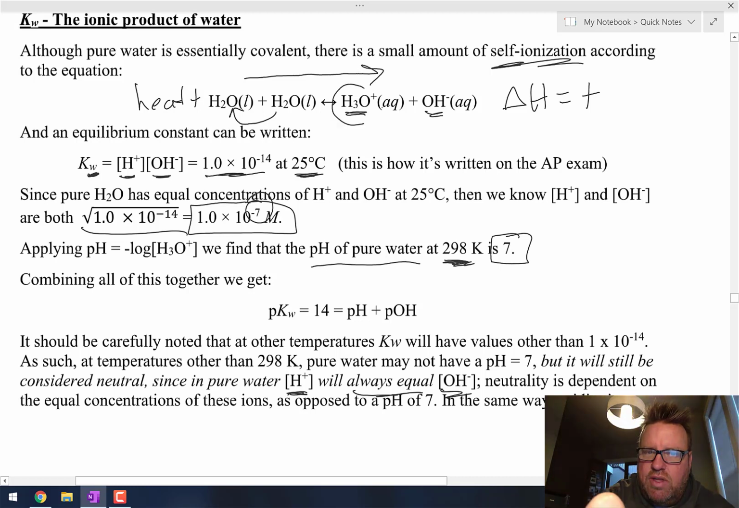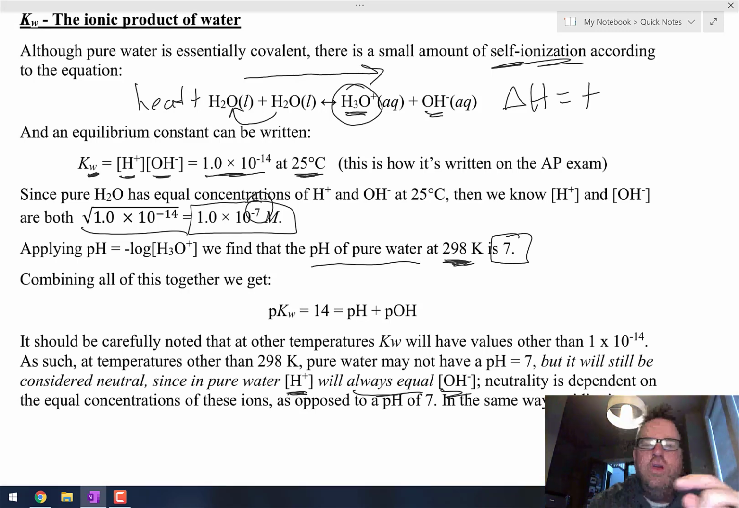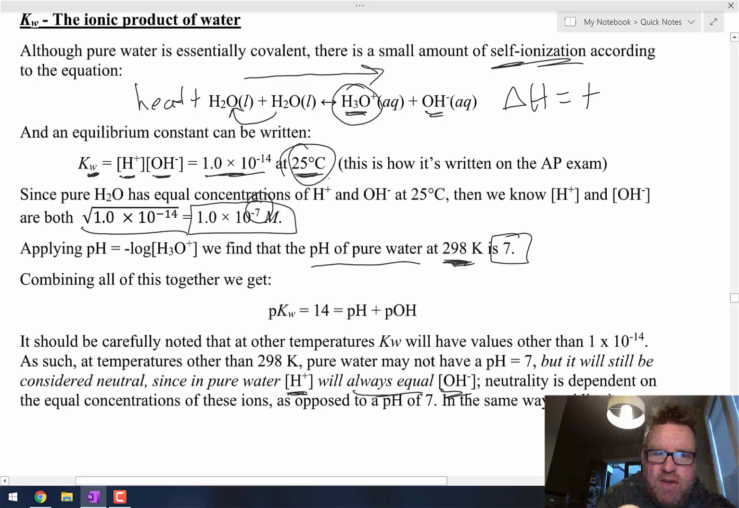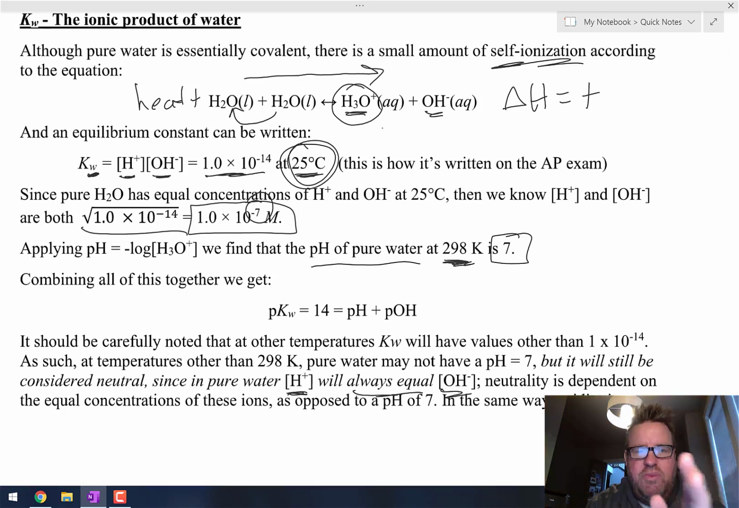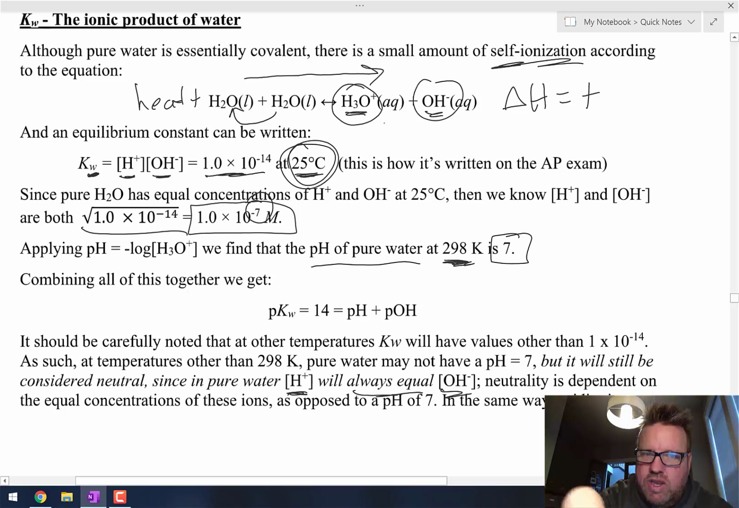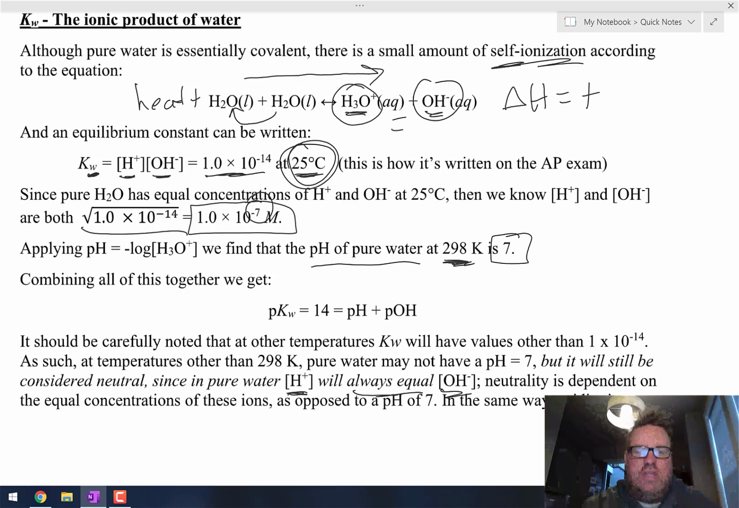Well, if you increase the hydrogen ion concentration, of course, the pH is going to go down. So at a temperature greater than 25 degrees Celsius, anytime you're above room temperature, that's going to cause an equilibrium shift to the right, and that's going to make the pH of the solution go down. But remember, it's still going to be neutral because these two are still going to equal each other. But the pH is going to go down. So at a higher temperature, the pH is lower.